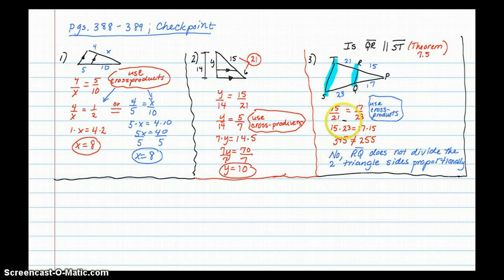They are not equal. Some students will be able to just look at the original and say, no, they're not proportional. The reason that these are not proportional is that RQ is not dividing the two triangle sides proportionally, therefore they cannot be. One more time, the question is, is QR parallel to ST, the segment that's dividing the two sides, parallel to the third side of the triangle? No. RQ does not divide the two triangle sides proportionally.